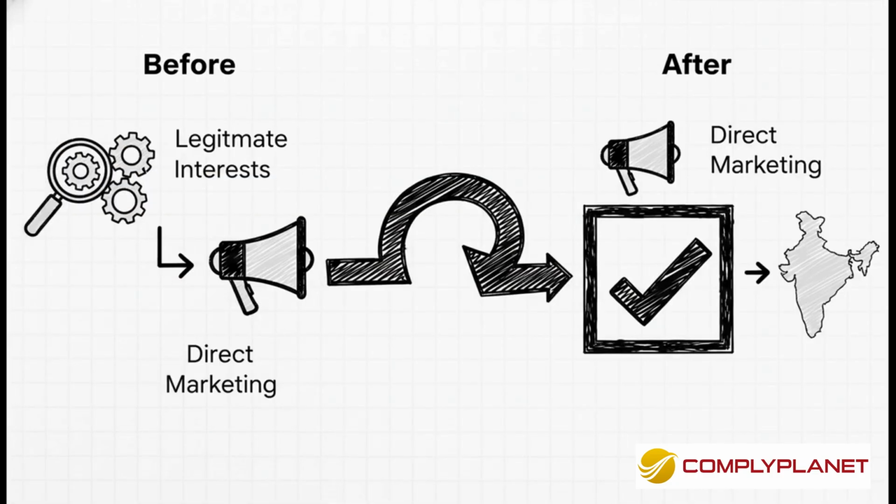So what does this actually mean for you on the ground? Well, think about direct marketing. Under GDPR, you might have been able to justify it using legitimate interests. In India, that justification is gone. Poof. Now, you will almost certainly need to get clear, unambiguous consent to do the exact same thing.